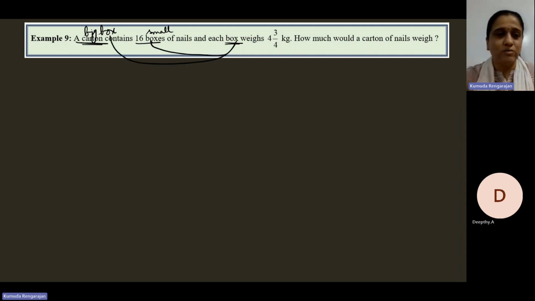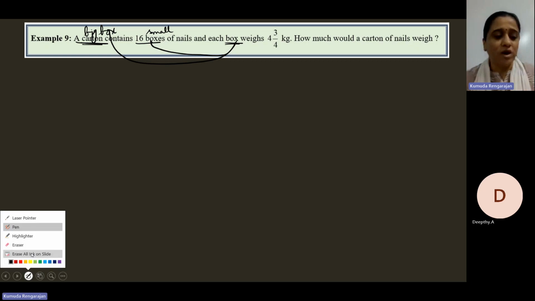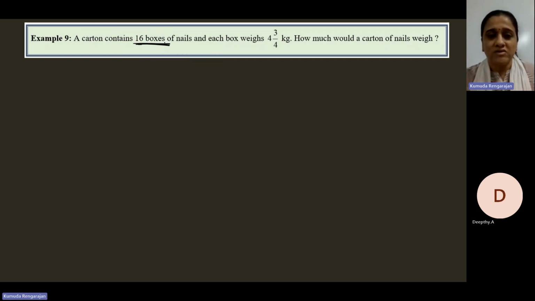So it's not the weight of this box. There is only one box used in the question, with 16 boxes. So the box in the question means the small box. And this carton we understand as the big box. So that big box, which is a carton, has 16 smaller boxes in it. To find the weight of that big box, you have to find the weight of the 16 small boxes. The weight of the 16 small boxes is equal to the weight of the carton or the big box, right? Yes or no? Yes, Deepthi?